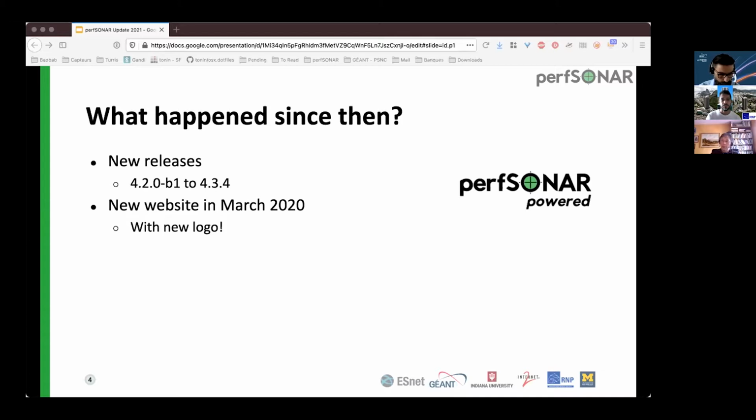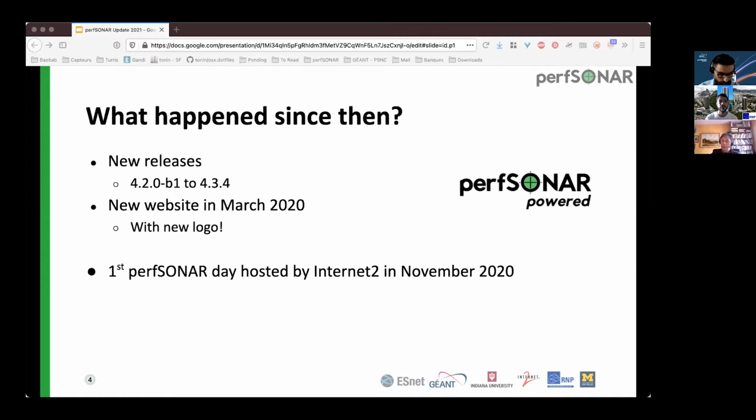But also some other important event happened in the perfSONAR world, let's say. We had the first perfSONAR Day that was hosted by Internet2 at the end of last year, and that was quite successful and very interesting with a lot of presentations. And there is even a recording of that if you couldn't attend. If you go to the YouTube channel of the perfSONAR project, you can find a recording of that.